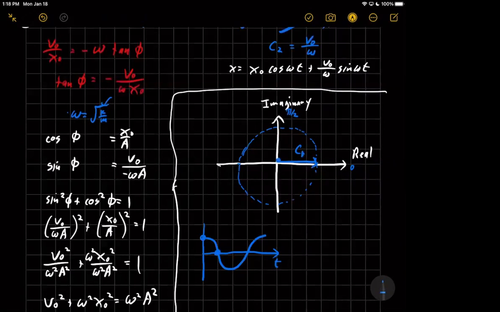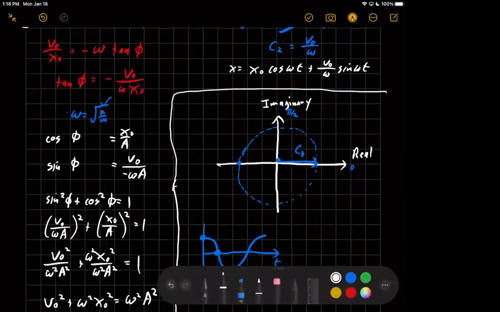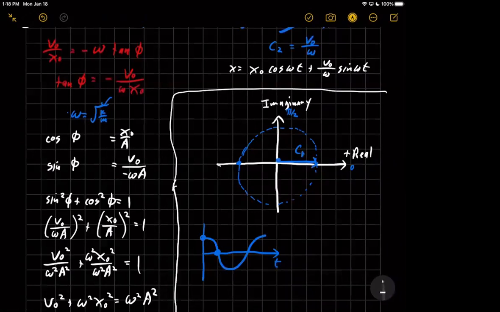And by the time we get over to pi, C1 would be pointing in the negative real direction, since the positive real axis is to the right, which would correspond to that point down there. At 3 pi over 2, it would go away again. It would be completely imaginary. And then by the time we get to 2 pi, it's completely real again.